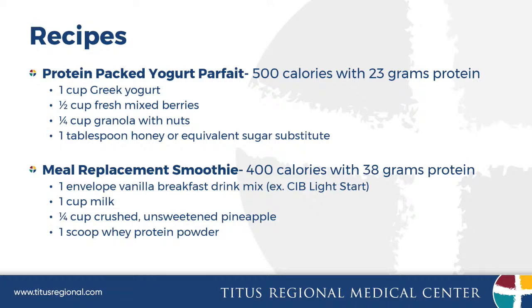A meal replacement smoothie. Let's say your appetite's not strong and you've typically skipped a meal. This smoothie could be used rather than skipping that meal. And it would have 400 calories and 38 grams of protein. To make this smoothie, you simply use 1 envelope of a vanilla breakfast drink mix. I recommend for diabetics Carnation Instant Breakfast Light Start because it doesn't have as much added sugar.